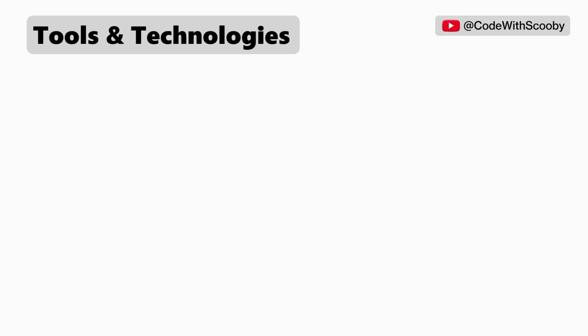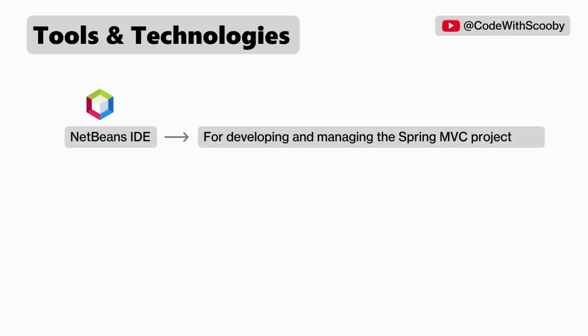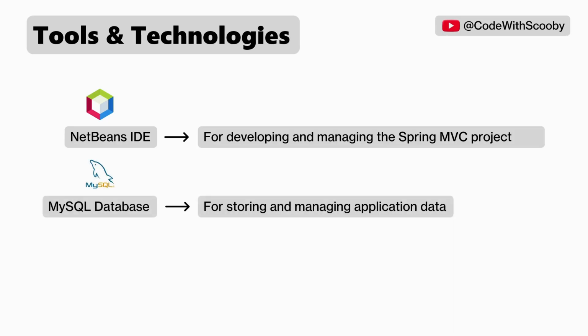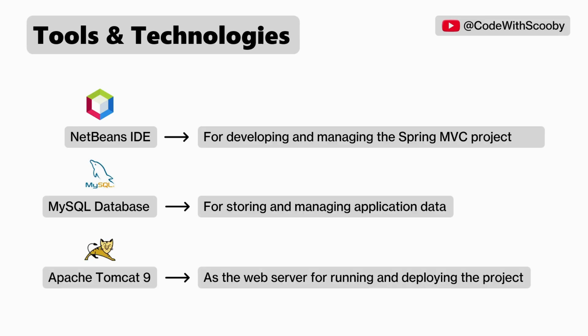Now let's look at the tools and technologies we use in this project, which help streamline development and ensure efficiency. We use NetBeans as our IDE for developing and managing the Spring MVC project efficiently. We use MySQL database to store and manage all the application data securely and efficiently. We use Apache Tomcat as the web server to run and deploy our Spring MVC project.